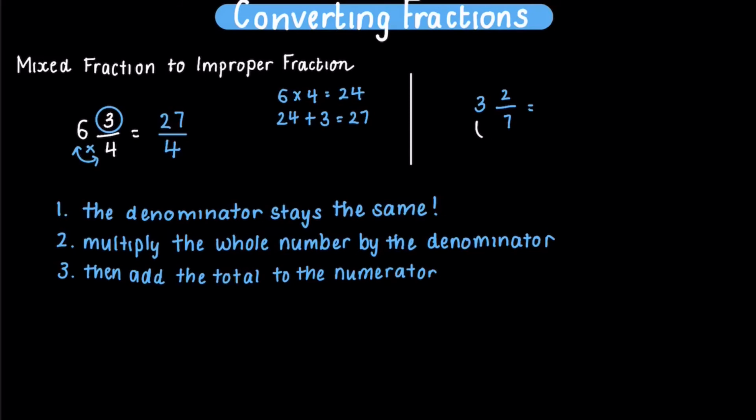So again, for this example, we start off by multiplying the whole number part of the mixed fraction by the denominator, so 3 times 7, which gives us 21. Then we need to add our 21 to our numerator, which is 2. So 21 add 2 gives us 23, and of course our denominator stays the same. So our improper fraction for this question is 23/7.